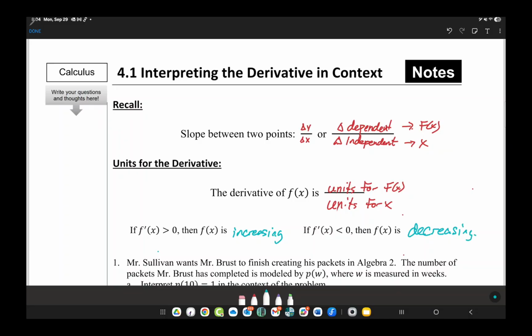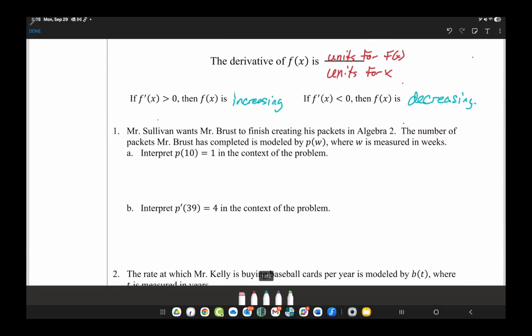So we should be able to see a graph of a function and say, well, I know where the derivative should be positive and where the derivative should be negative. I also know where the derivative should be equal to 0 because those are the turning points. Now, putting things in context.